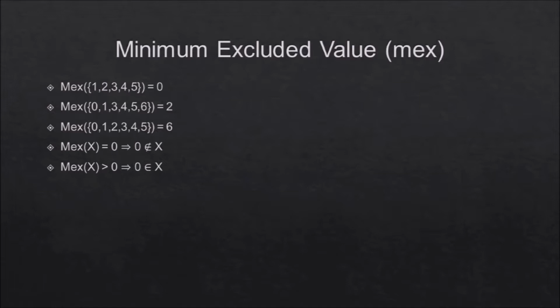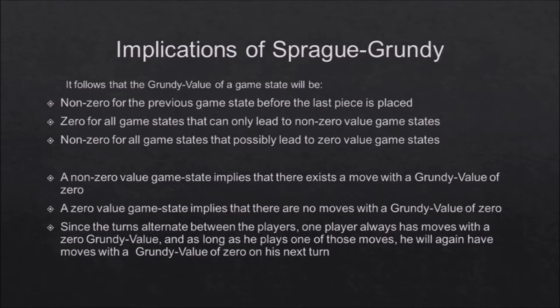The minimum excluded value of any set of non-negative integers is the smallest non-negative integer that is not an element of the set. A 0 minimum excluded value implies that 0 is not an element of the set. A non-zero minimum excluded value implies that 0 is an element of the set. Based on the definition of the Grundy value, it follows that the Grundy value of a game state will be non-zero for the previous game state before the last piece was played, 0 for all the game states that can only lead to non-zero game states, and non-zero for all game states that possibly lead to zero value game states.